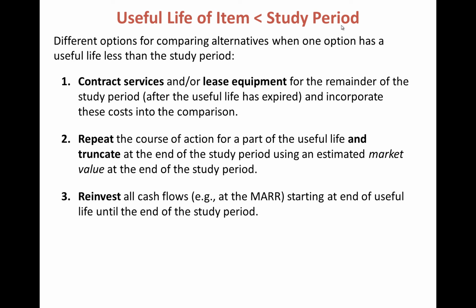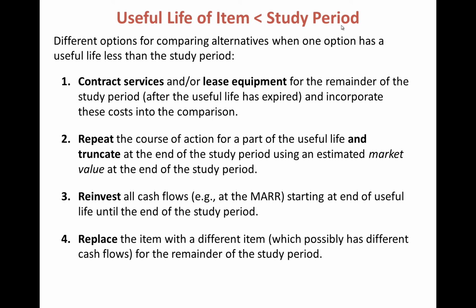Another method of comparing these dissimilar items would be to take your cash flow and reinvest it somewhere. Maybe you're going to put it in the bank or put it into a project that generates the MEA, so that you're not doing the project anymore. You're just generating the cash flow and then putting it somewhere else and comparing the 2 different alternatives with different lifespans in that way. And then finally, you could replace the item with something else.